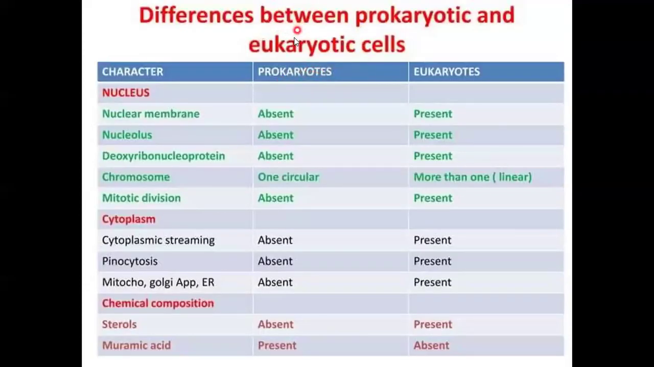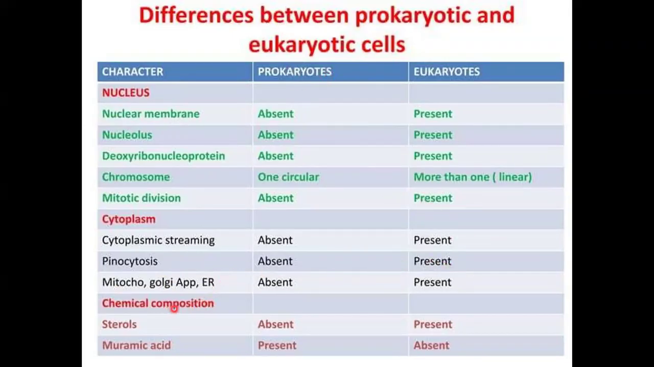And then here are the differences. What about things like endoplasmic reticulum? I was saying like the lack of endoplasmic reticulum and Golgi bodies. Yes. So nucleus, as I said, the main defining feature, is absent in prokaryotes. Nucleolus, deoxyribonucleic acid, chromosome, it only has one circular one. Mitotic division is absent. In eukaryotes, they are all present. Cytoplasm, cytoplasmic streaming, pinocytosis, mitochondria, all these organelles are absent in prokaryotes, but present in eukaryotes.